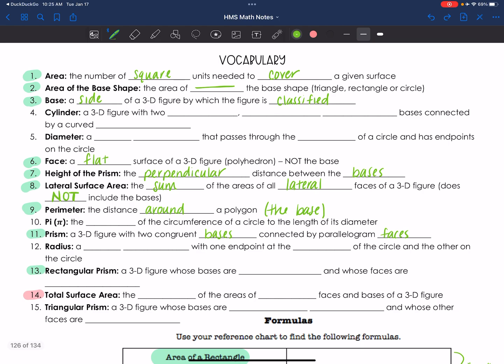Last few, a prism is a 3D figure with two congruent bases connected by parallelogram faces. Usually you'll see them as rectangles. The faces should all be rectangles. If the faces are rectangles, it's a prism. If the faces are triangles, it's a pyramid. Lastly, we are going to find the lateral surface area of rectangular prisms today. And a rectangular prism is a 3D figure whose bases are rectangular and whose faces are quadrilaterals, which is another way of saying a four-sided shape, which are rectangles, parallelograms, and squares.